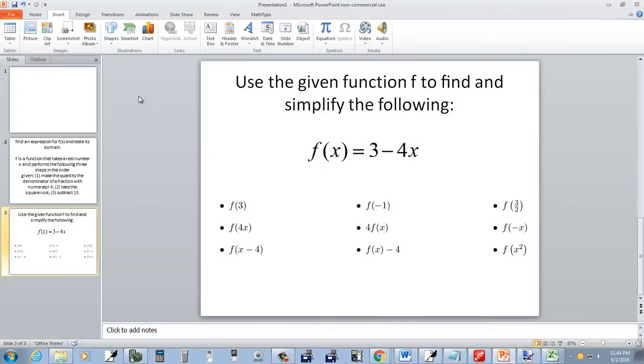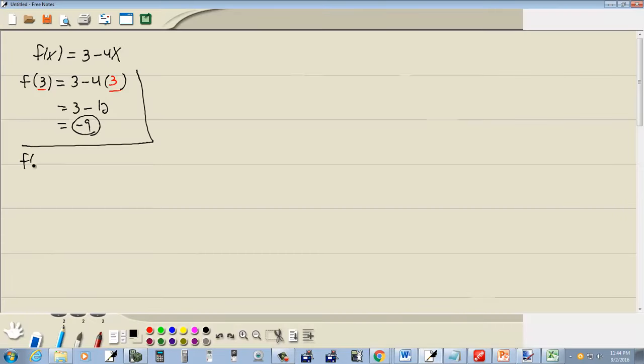Now our next one is f of negative 1. So we're going to go to our original function, and everywhere we have an x, we'll put in a parentheses. Whatever's inside the parentheses right here is automatically what we're going to put in here, so put a negative 1 there. Negative times a negative is positive, so this becomes 3 plus 4, 4 times 1, which gives us 7.